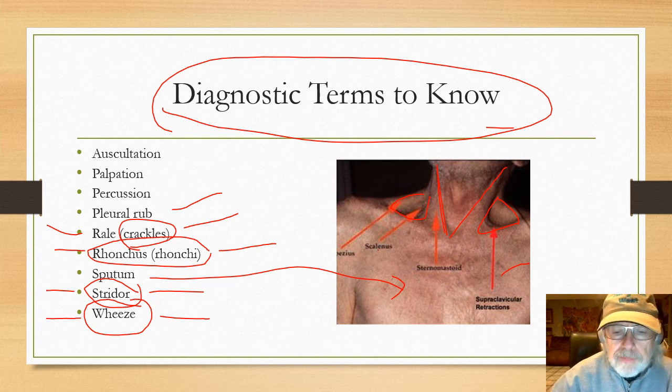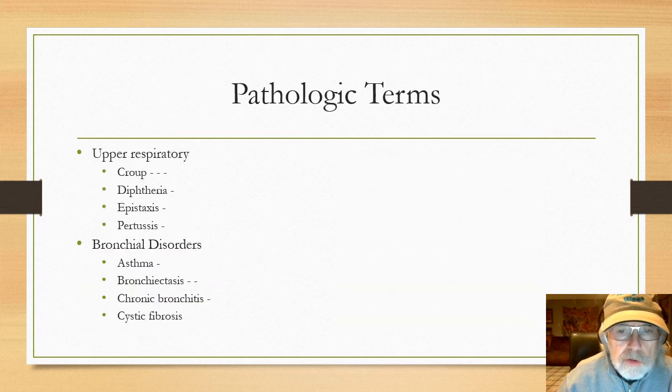Okay, and they could either be with inspiration, which would be called inspiratory wheezes, or with breathing out, which would be called expiratory wheezes. Okay, so those are some diagnostic terms important to know. Let's talk about some pathological terms here. The first term we have here is croup.